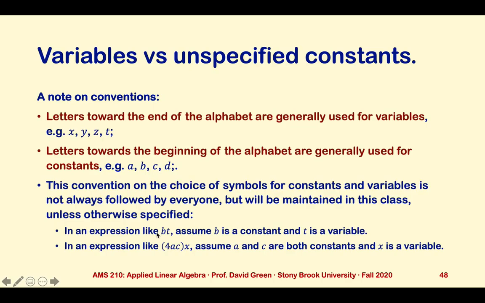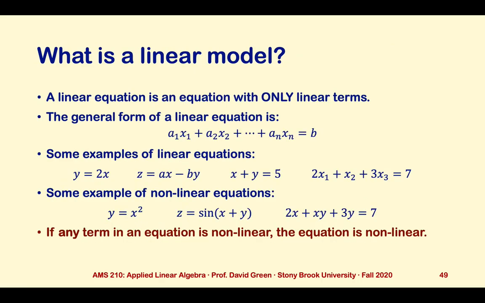So in an expression like b times t, in the context of the class, and in most contexts, if you are not told otherwise, it is reasonable to assume that b is a symbolic constant. It's a symbol that represents a number that doesn't change, whereas t is a variable. Similarly, for a c x, the most reasonable assumption might be that a and c are constants, and x is a variable. All right. So with that brief aside, let's extend our discussion of linearity and linear models.